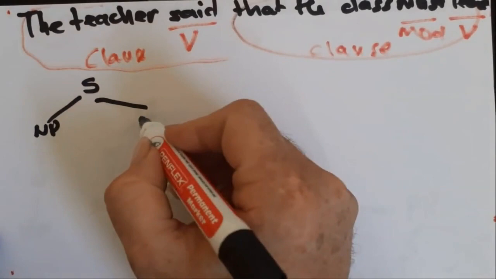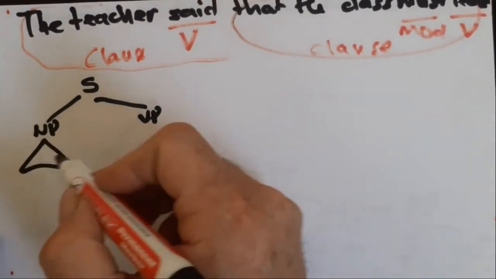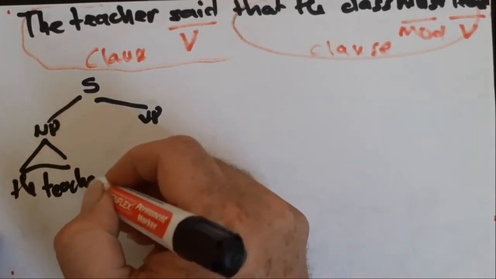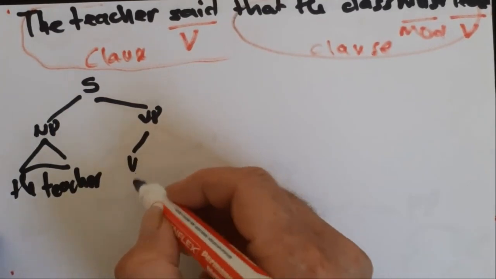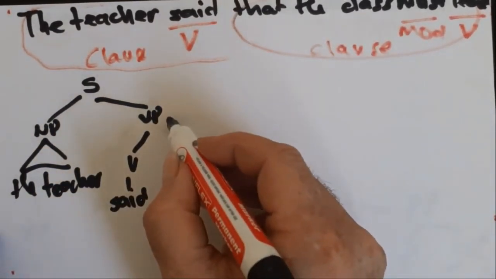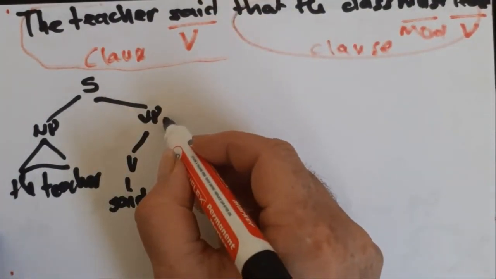We can draw a tree of this in the usual way. Sentence breaks into a noun phrase and a verb phrase. I've used a triangle for my noun phrase to save a bit of time, but in your tests and exams, please don't do that unless you're explicitly asked to. The verb say assigns an agent theta role to the teacher and selects a sentential complement.